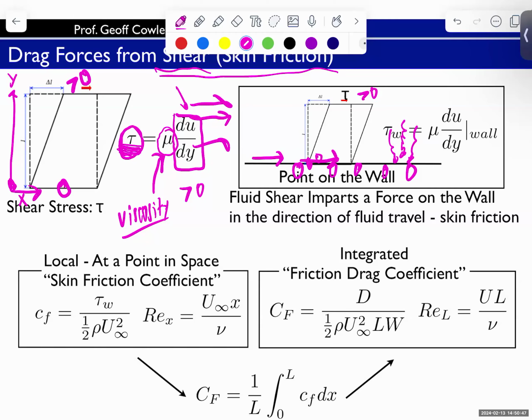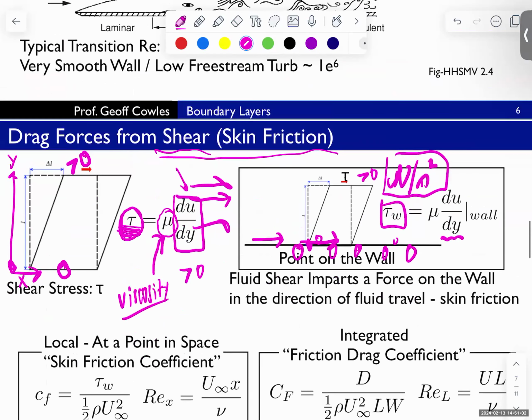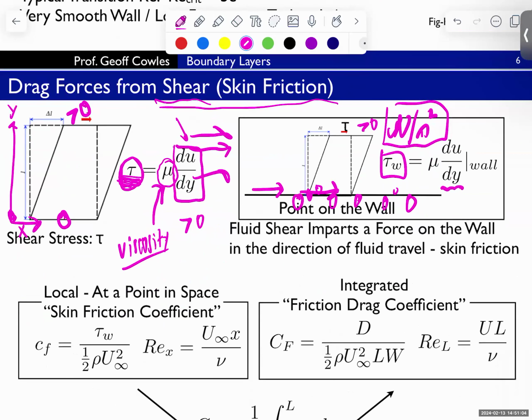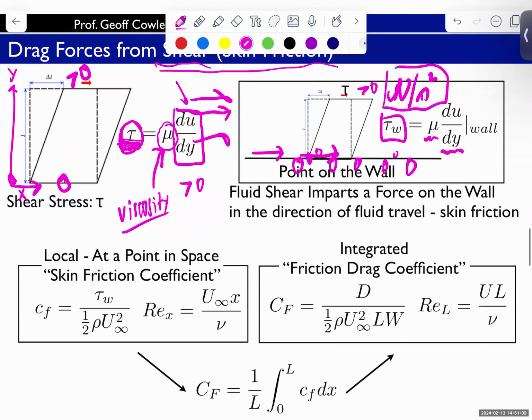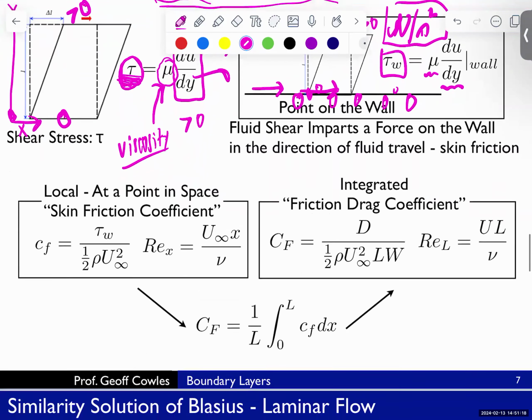So here at the wall, the shear stress at the wall, and again, this has units of newtons per meter squared, so it's a force per area, is equal to the shear at the wall times the viscosity of the fluid. And so the greater the shear at the wall, the greater the shear stress at the wall. This has implications on the shapes of boundary layers.